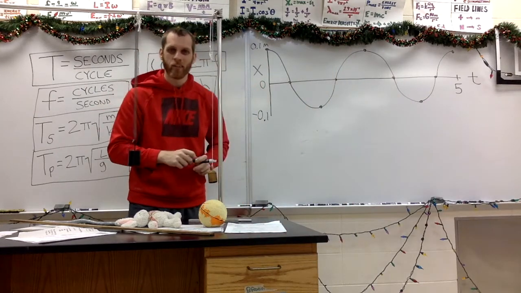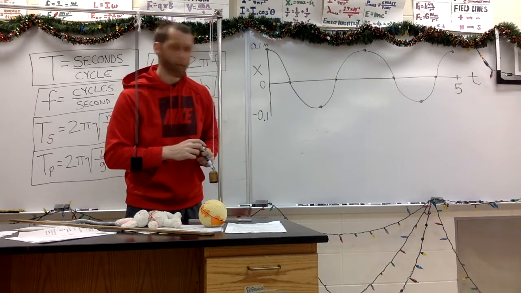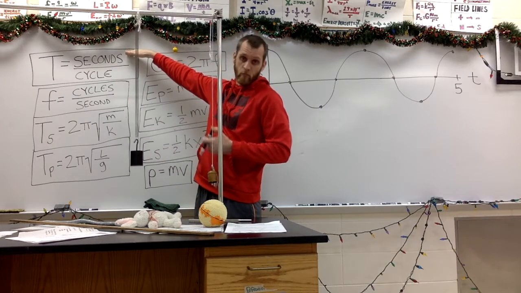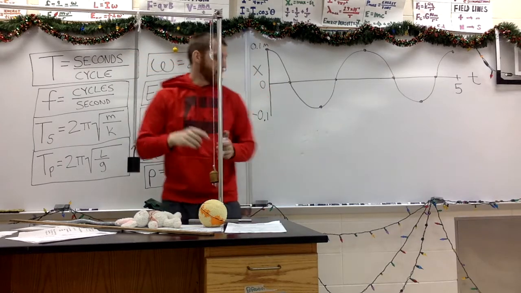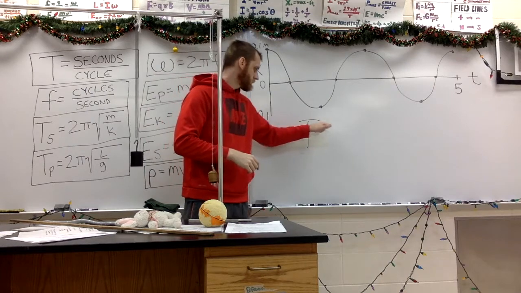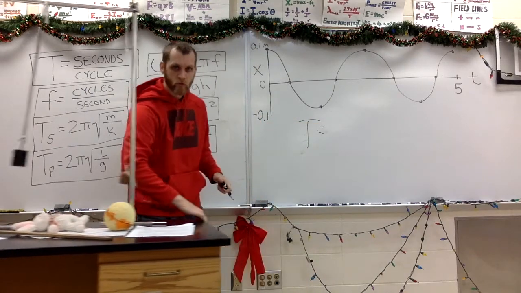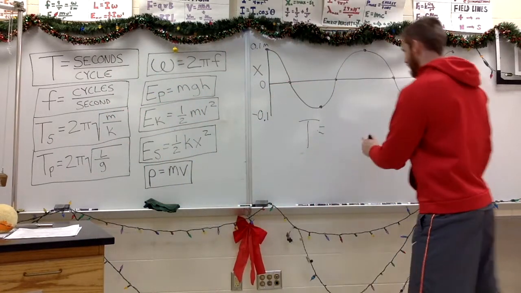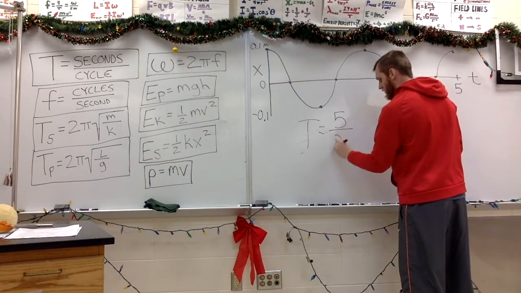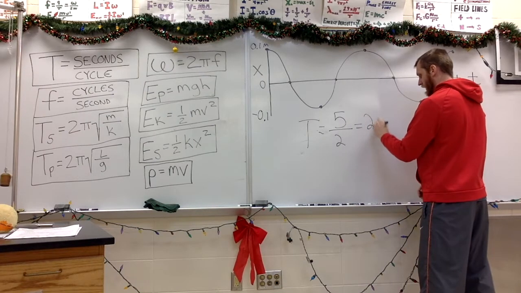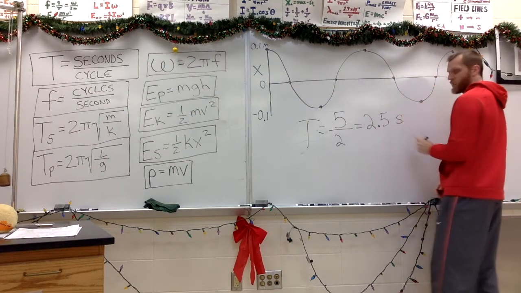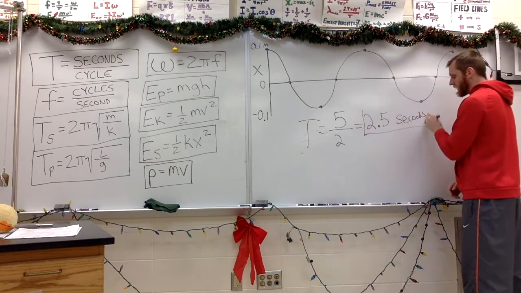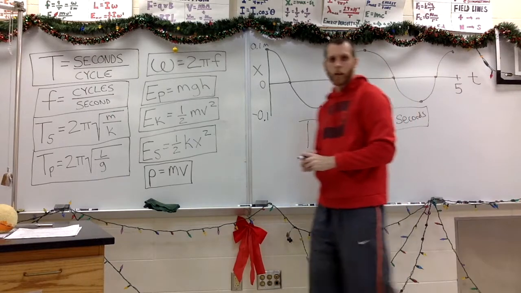Our period is, well, what is our period? To figure out period, we take the seconds that it moved divided by the cycles. In this case, our period is 5 seconds divided by 2 cycles, or 2.5 seconds per cycle. So each cycle took 2.5 seconds, about, give or take.